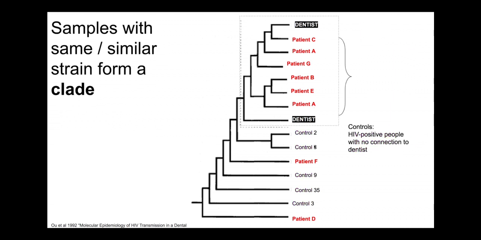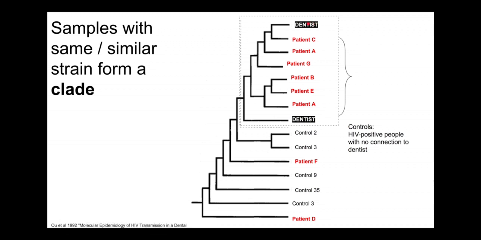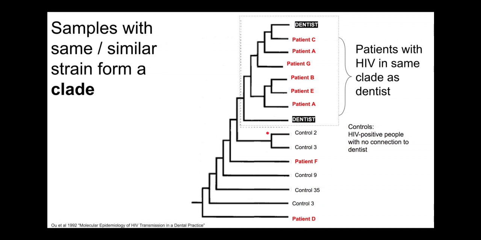And something that shows up quite plainly is a clade where all of, or most of the patients, few outliers, but most of the patients cluster together as a clade, and that clade also includes the dentist. So patients C, A, G, B, E, all are within a clade, and they show up within the dentist. And all of the controls are outside of this one clade. So the patients are in a clade with the dentist. This is strong evidence that the patients got their infection from the dentist.